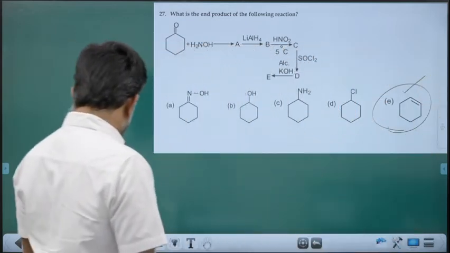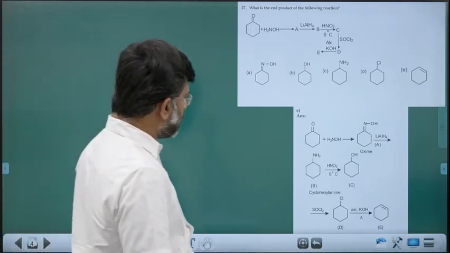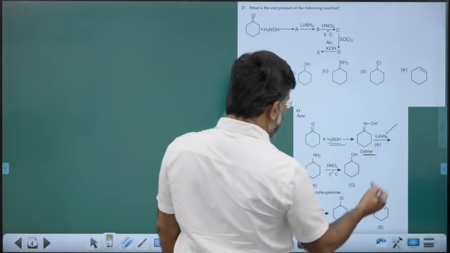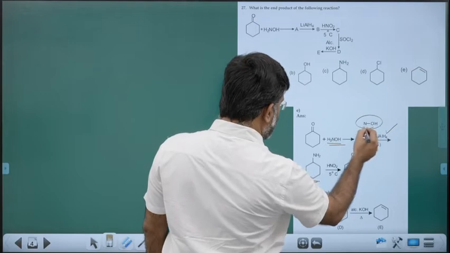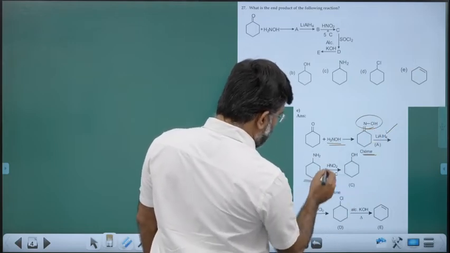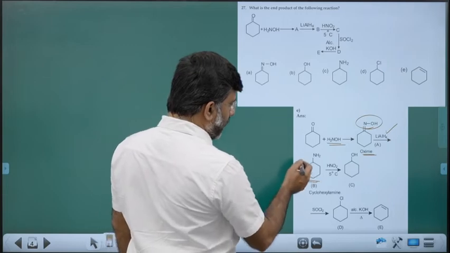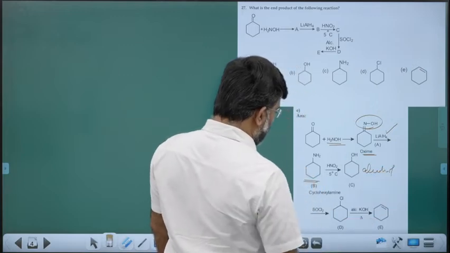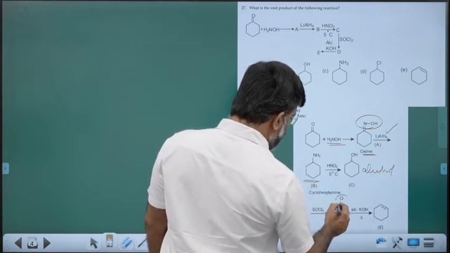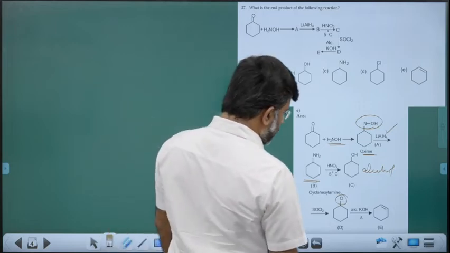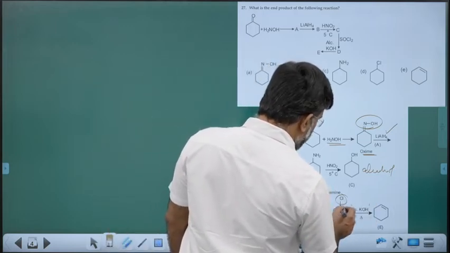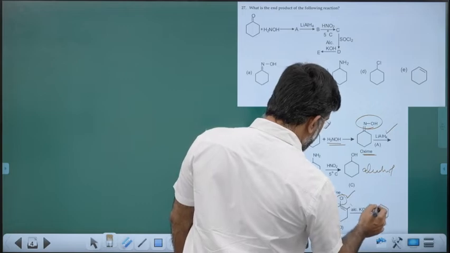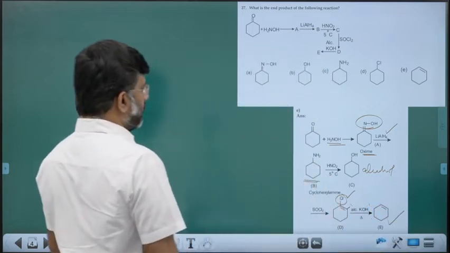Let us examine the reaction. Ketone with hydroxylamine, you get oxime. Oxime with lithium aluminum hydride, you get amine. This is reduced to amine; this is an aliphatic amine, don't confuse, it's not aromatic. Aliphatic amine with nitrous acid, you get alcohol. That alcohol with SOCl2 gives the chloro compound. Chlorocyclohexane with alcoholic KOH undergoes an elimination reaction. Chlorine goes and the hydrogen from here goes. You get a double bond here and the product is option E.